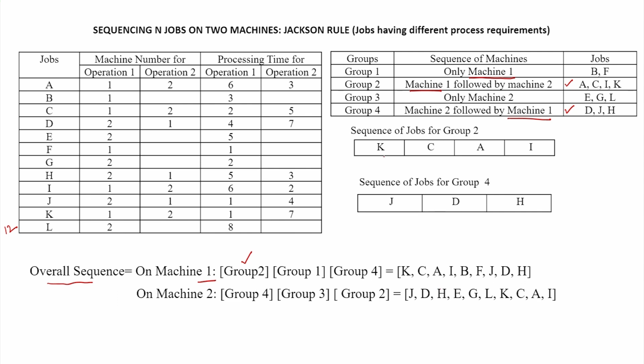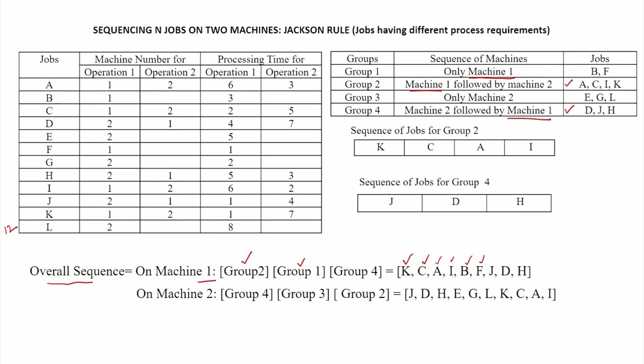Optimal sequence is K C A I. So, they have been arranged K C A I. So, this is my group 2 jobs in the optimal sequence. Then I will assign the group 1 jobs which require only machine 1. They are also freely available, independent, and so I will assign B and F here. B and F are assigned here.